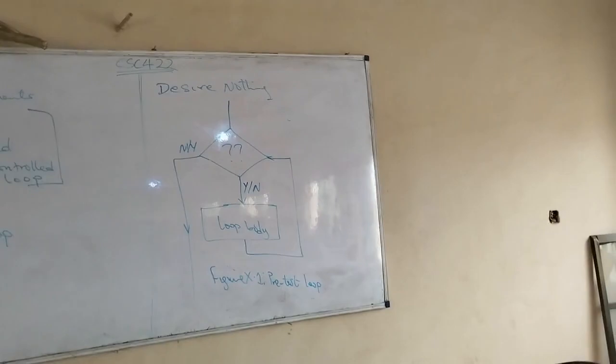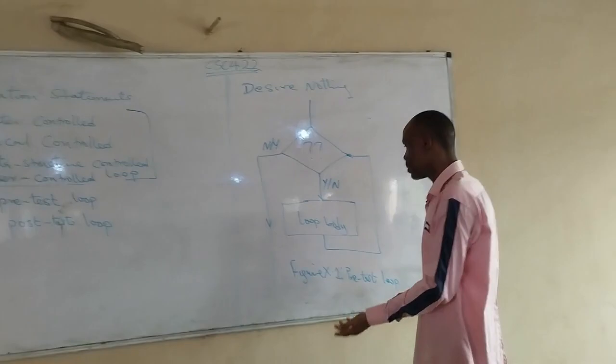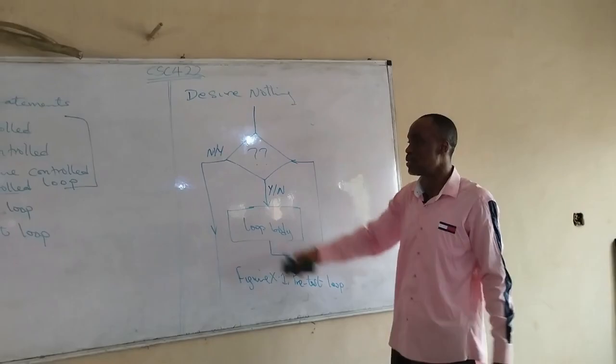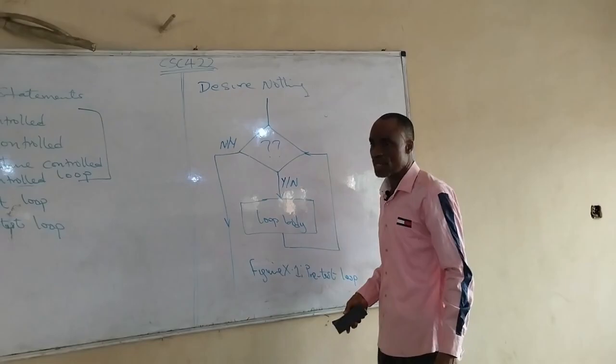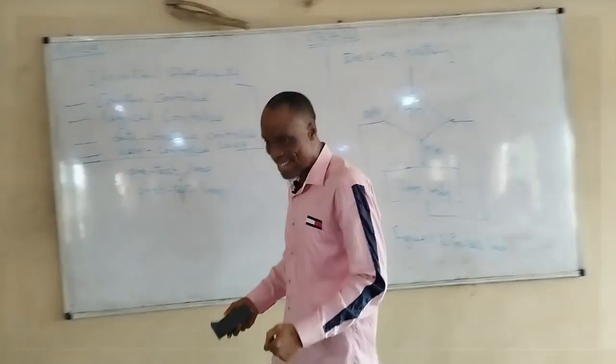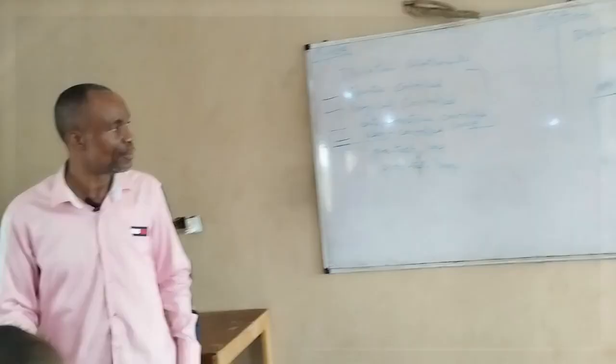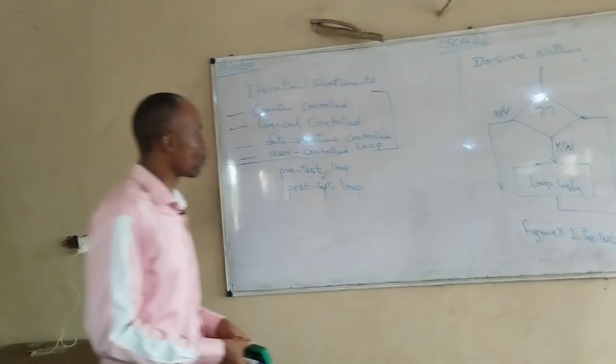So then you may ask me, what is the disadvantage? I don't know, but I know that is the advantage. The disadvantage is the advantage of the posttest, that it will be executed at least once. Are we okay? So examples of this in programming languages are most counter control loops.